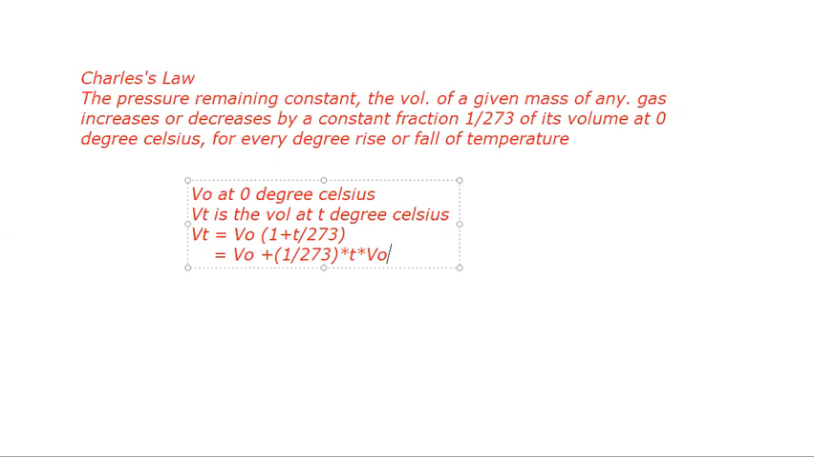Okay, for every degree, there is a change of 1 by 273 fraction. And so for 20 degrees, there will be a change of 20 by 273 fraction. And that will be added to the original value V0 so that you get a value at 20 degrees Celsius.